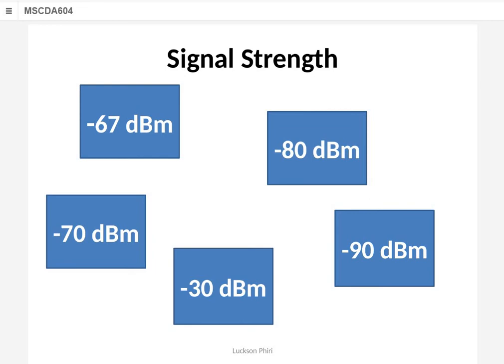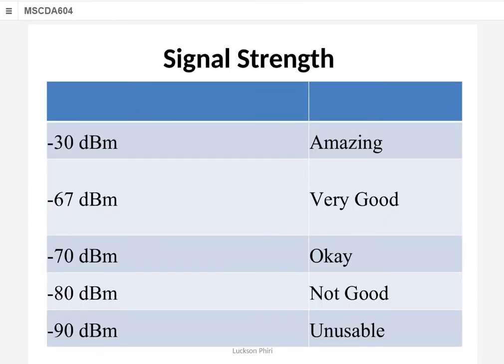So let's work with these three answers. These two answers, -90 and -30. Right. So let's see the results. Now, the signal strength of minus 30 is amazing, and Aaron chose an unusable Wi-Fi signal.